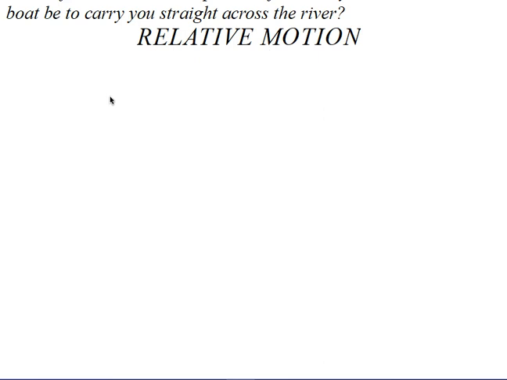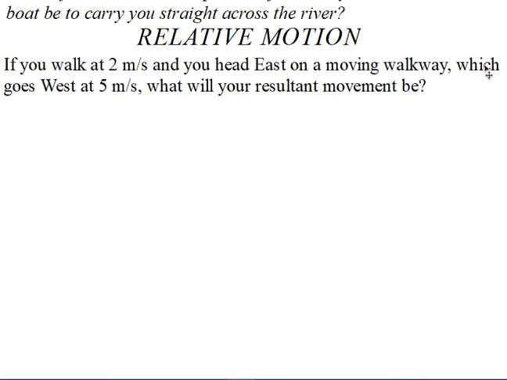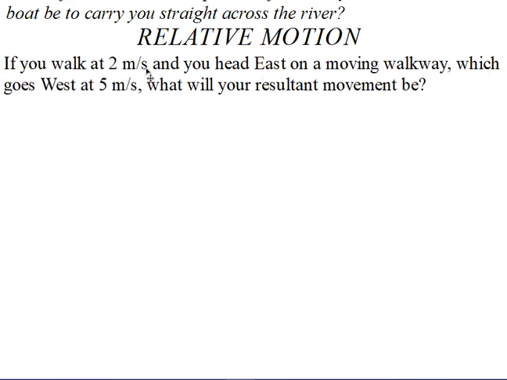Please learn this technique. So you're given a problem like this: the person walks at this speed relative to the surface that they're walking on. And the surface that you're walking on is going west. And what will your resultant movement be? That is, how will you move relative to the earth, not relative to the walkway?